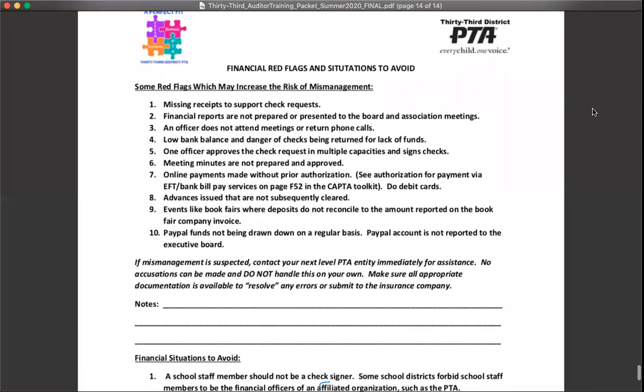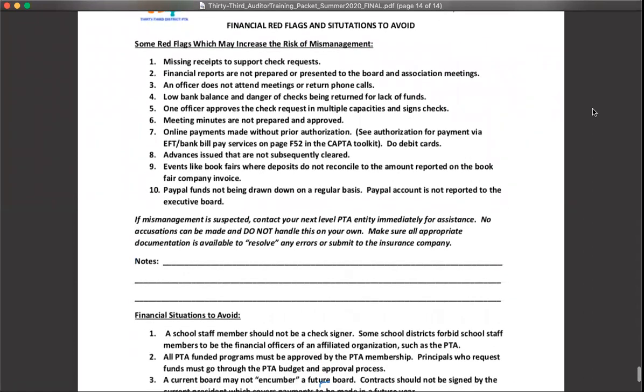Okay, financial red flag situations to avoid. And these are the same things that you need to look out for as the auditor, because there may be a risk of mismanagement. And like I said, most of the mismanagement that I have seen has been perception or lack of leadership.